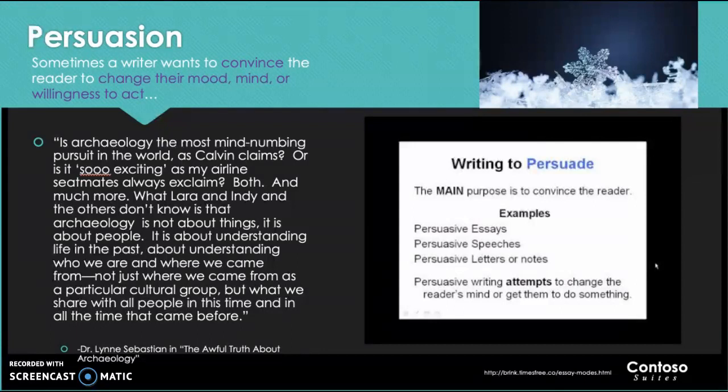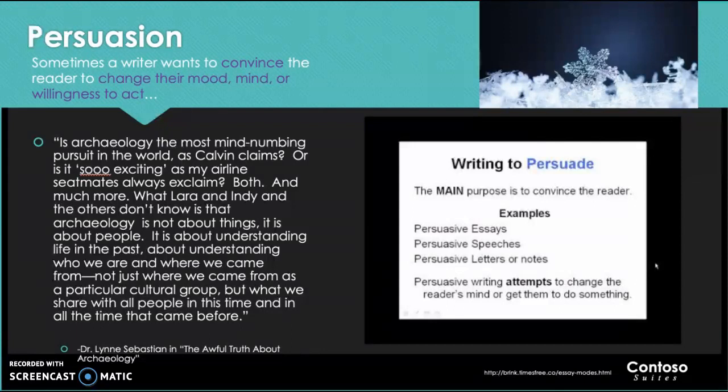Is archaeology the most mind-numbing pursuit in the world, as Kelvin claims, or is it so exciting, as my airline seatmates always exclaim? Both, and much more. What Laura and Indy and the others don't know is that archaeology is not about things. It is about people. It is about understanding life in the past, about understanding who we are and where we came from, not just where we came from as a particular cultural group, but what we share with all people in this time and in all the time that came before.